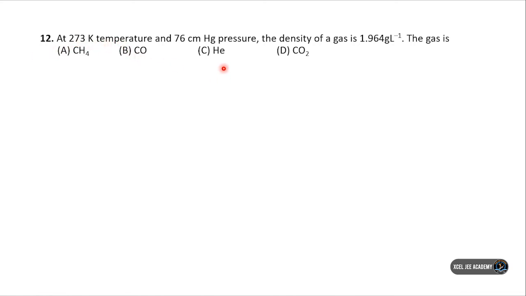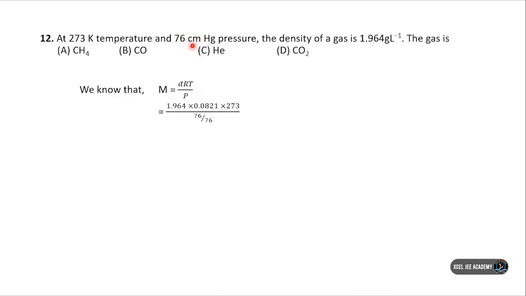Now we know from the equation that molar mass is equal to dRT by P, where d stands for density, R is universal gas constant, T is temperature and P is pressure in atm. So M will be equal to density which is given as 1.964 into R, that is 0.0821, temperature which is given that is 273, and pressure in atm will be equal to 1, that is 1 atm is equal to 76 centimeter of Hg.